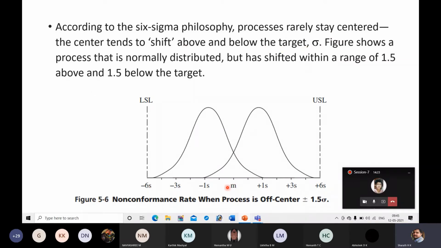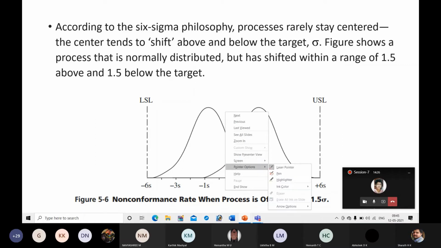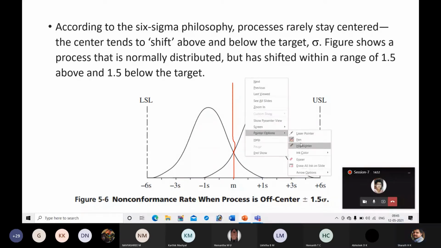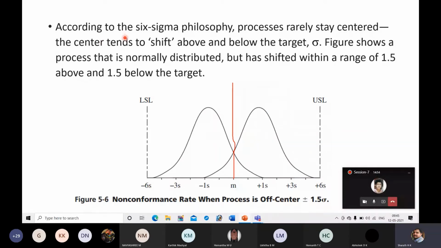So here, this is the target. Mu is the target. It is the mean, median. But you can see we are getting a normal distribution curve, and it is symmetric to the left and right. But the location of the mean is different. Here the center tends to shift above and below the target.